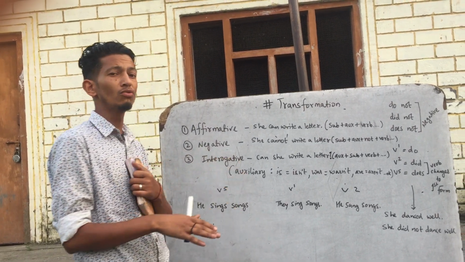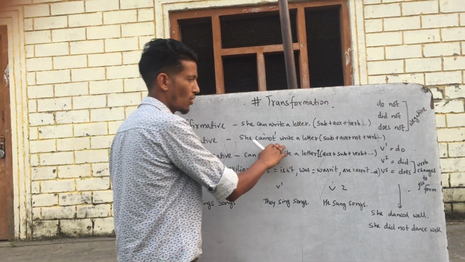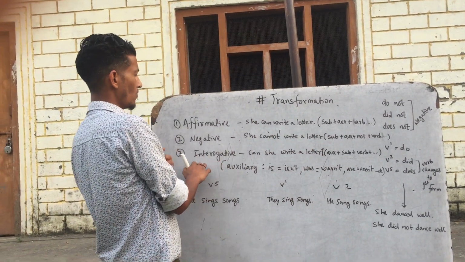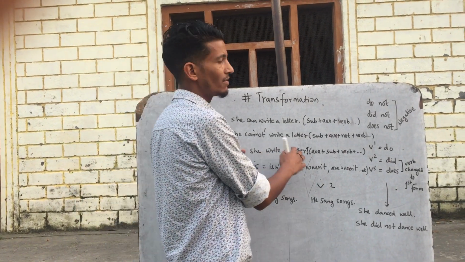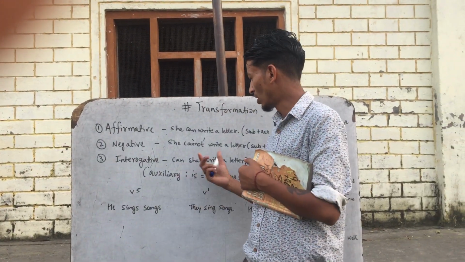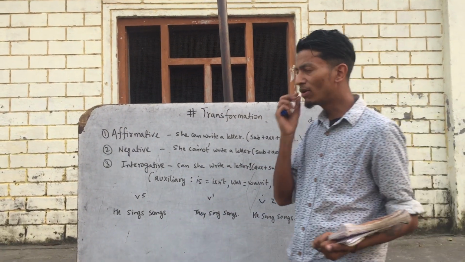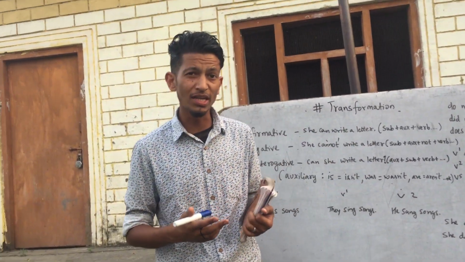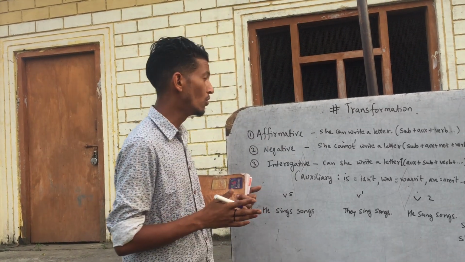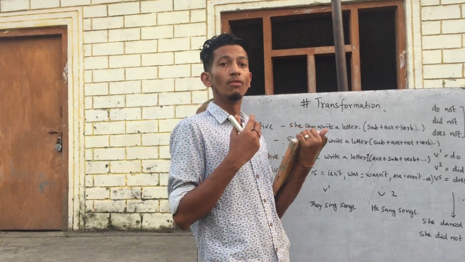All right, so she can write a letter is a positive sentence. If I need to write it into a negative sentence, I will write she cannot write a letter, and then we will go with can she write a letter. So this is a question, right? Interrogative question.